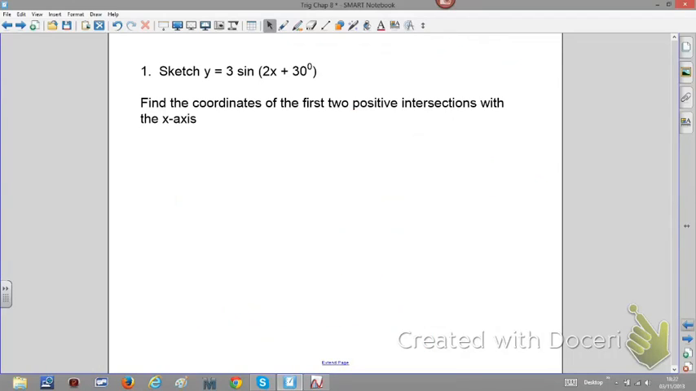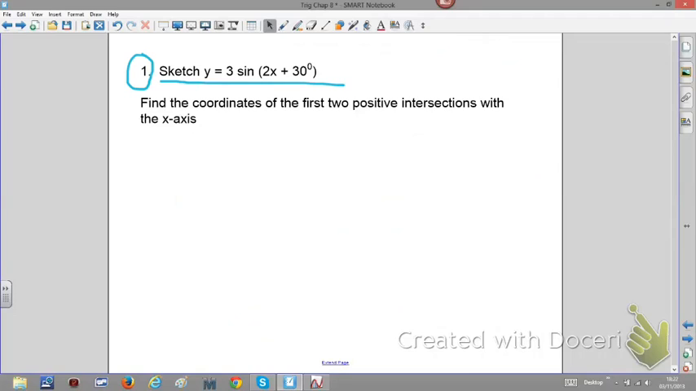Now we've come to the end of the notes now, and this is where you're going to try some examples yourself, just to check that you've understood the Chapter 8 trigonometry in C2. So the first thing I'd like you to do for homework, question 1, is to sketch the curve y equals 3 sine (2x plus 30).